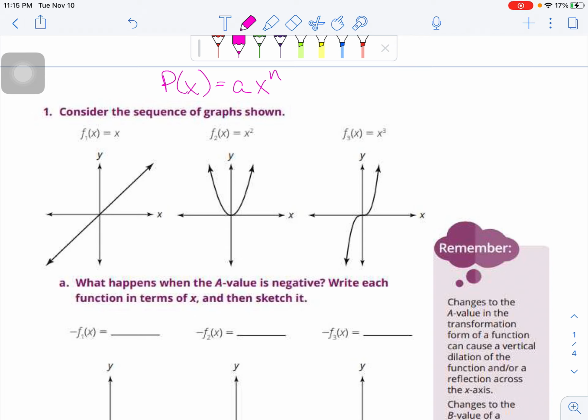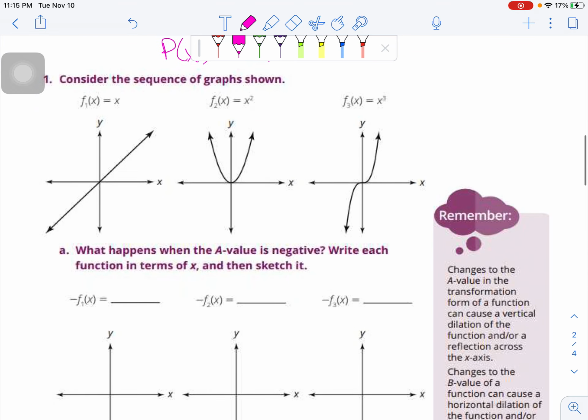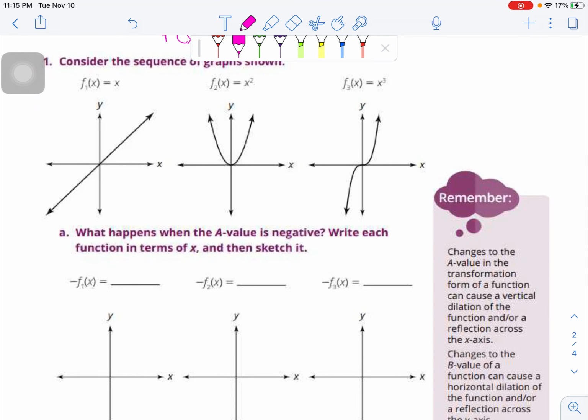When we talked about an A value that was negative, we were concave down. And that's actually what's going to happen with all of these functions. Now, not that they're going to become concave down, but what happens when this A value is negative is a reflection over the x-axis.